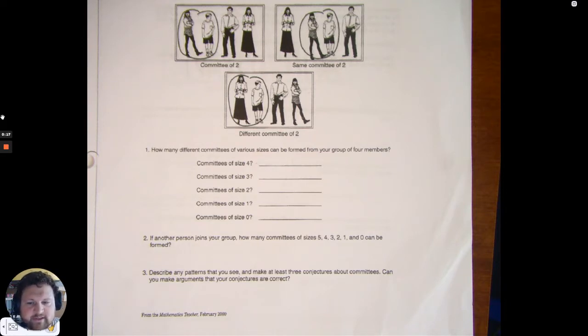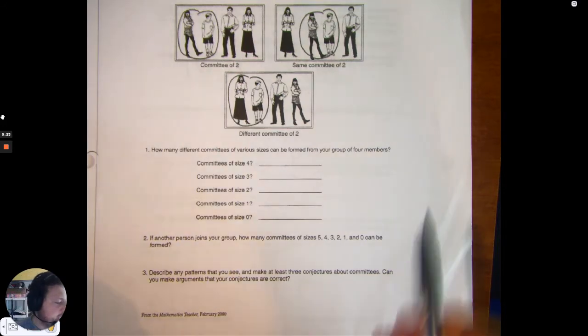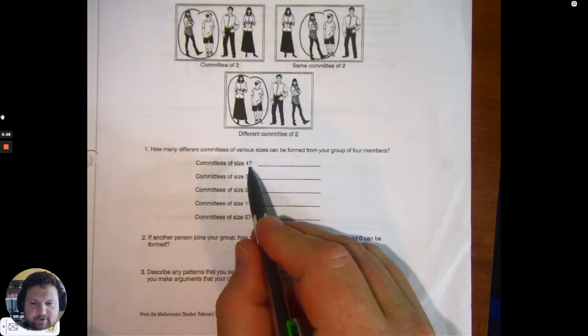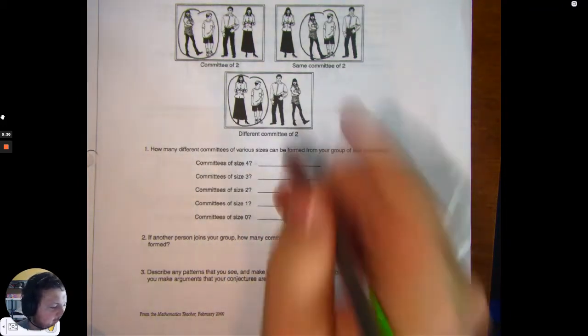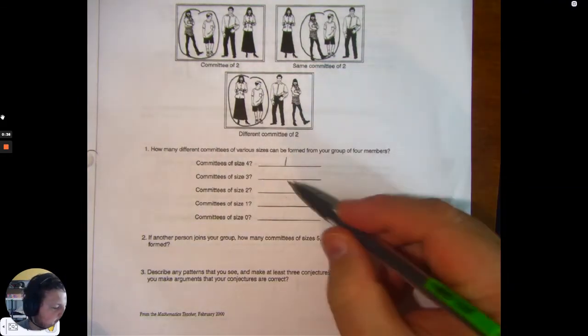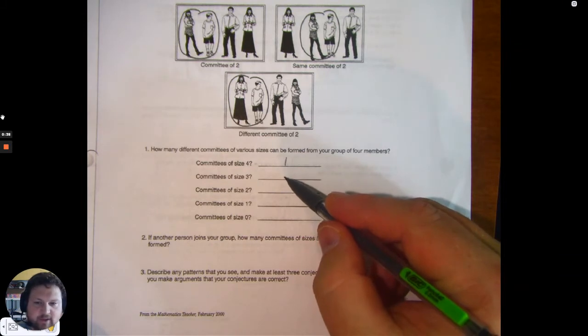Okay, so it says, how many different committees of various sizes can be formed from a group of 4 members? Well, if we want a size of 4 and we only have 4 members, we only have one way to do that, and that is to take everybody. So how about a committee of size 3?